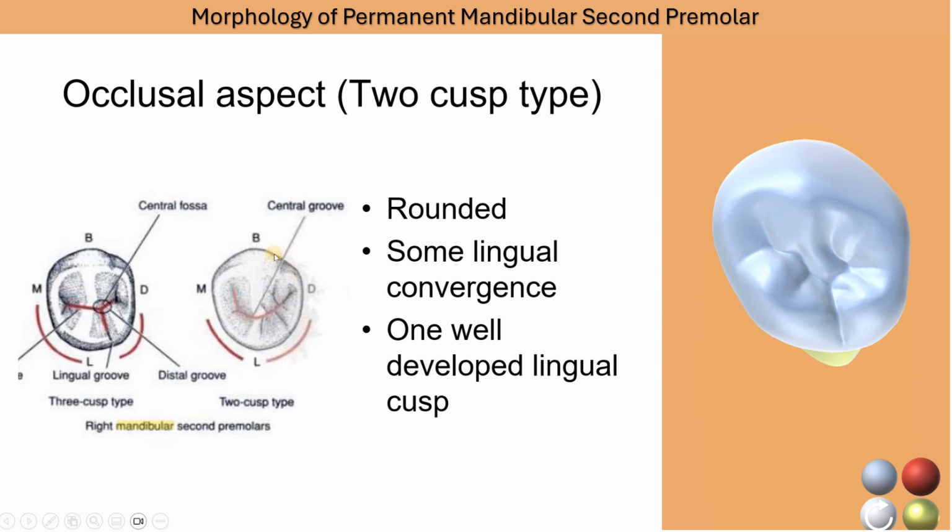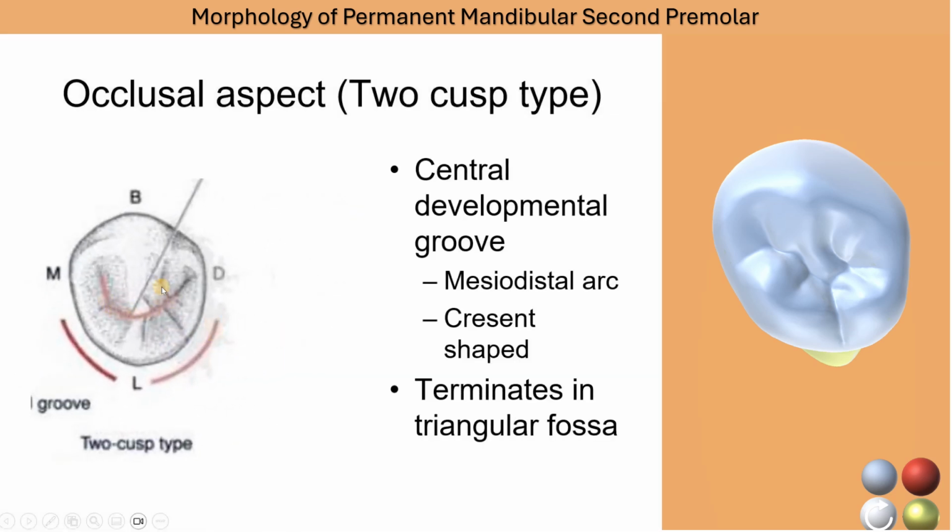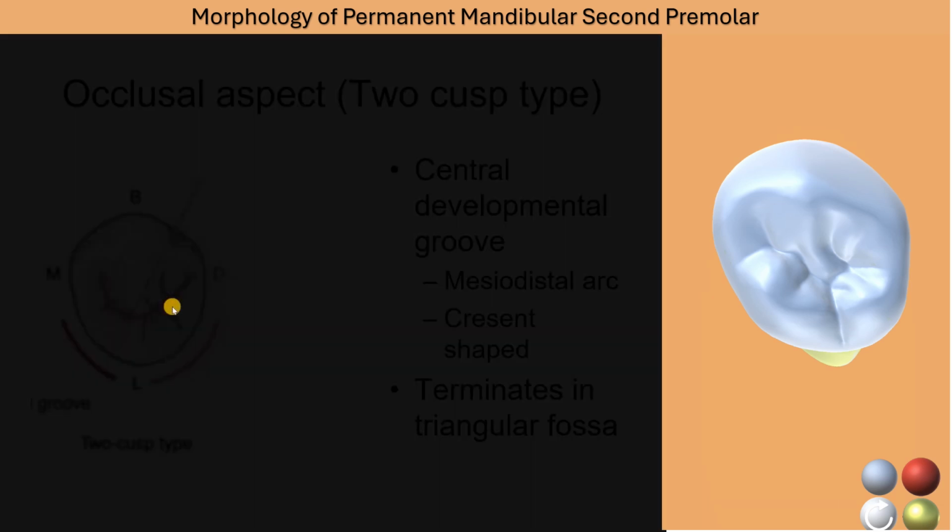The two-cusp type has a typical rounded appearance. It has an oval outline, has a more prominent lingual convergence, and this is mainly because the mesiolingual lobe is much more well developed than the distolingual lobe. From the occlusal aspect, the central groove, like I said, will be a crescent shape, a smiley shape. It terminates from one lingual fossa to the other lingual fossa, the mesiolingual fossa to the distolingual fossa.